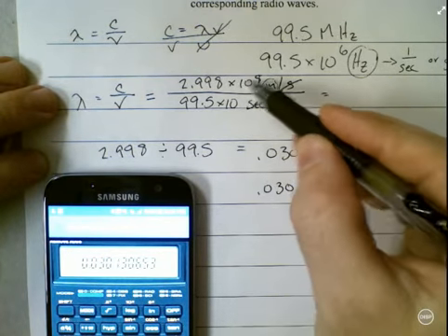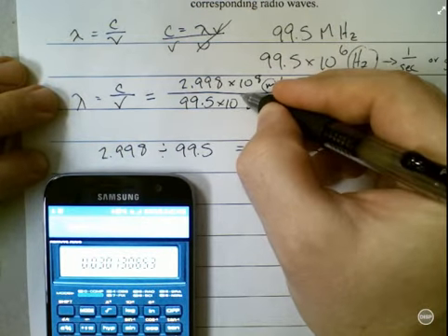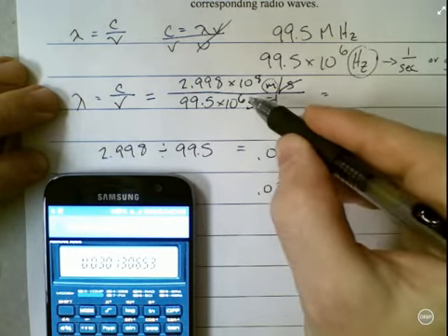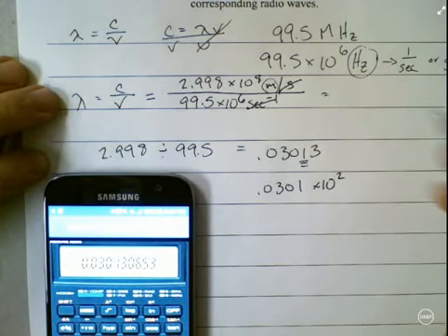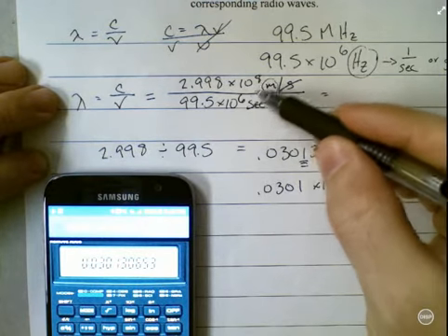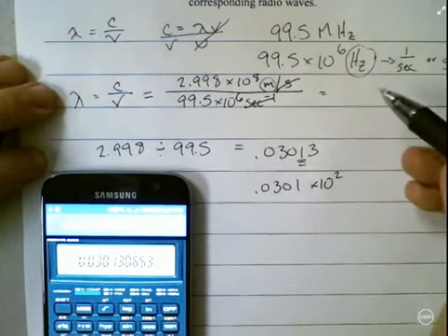I have a times 10 to the 8th divided by a times 10 to the 6th. That's going to leave times 10 to the second. Remember your dividing exponents rules, you simply subtract them. You find the difference. And the difference is 2.